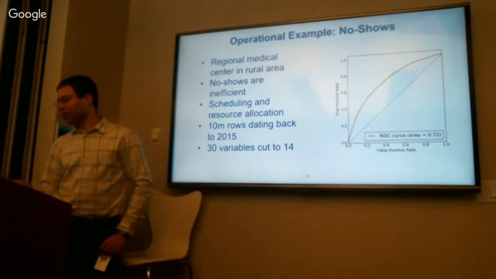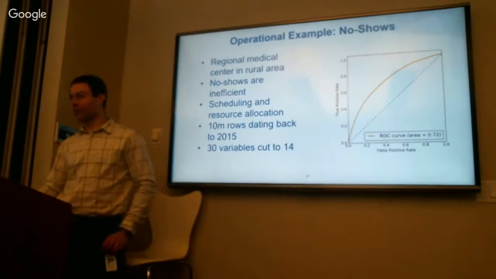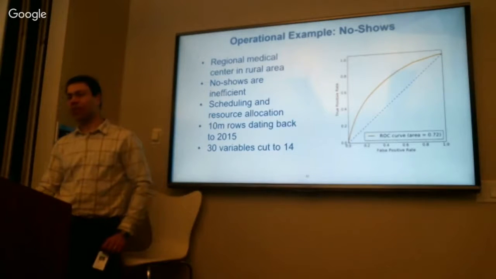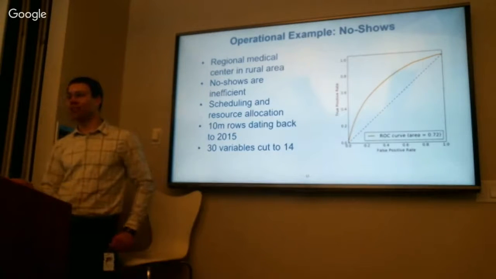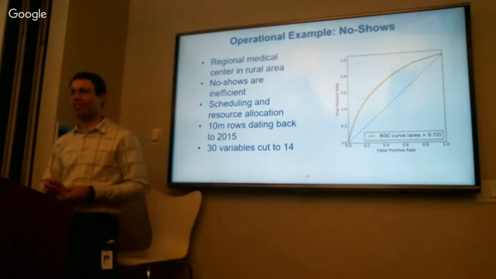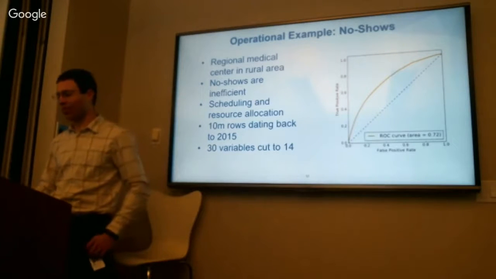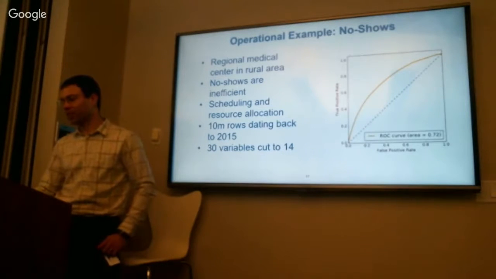And then as an operational example, we had a rural medical center saying we have a problem with no-shows. A lot of patients are no-showing to their appointments. They're expensive. So we tried to build them a no-show risk model to allow them to either double book slots that were likely to no-show, or to allocate their reminder calls and "are you going to be able to come to your appointment" type messaging. And that was a big data set, 10 million rows, and the AUC was 0.72, so pretty good.